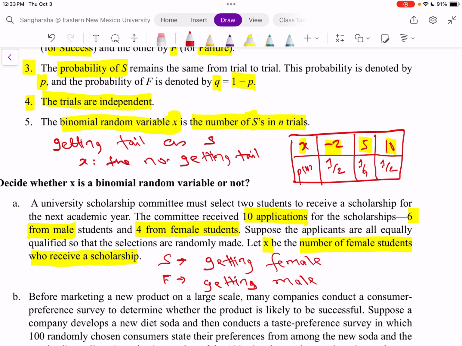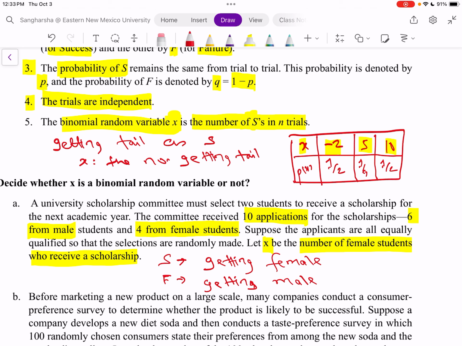Now in the second trial, what will be the probability of getting female? You have to remove a name in the second trial. So for example, in the first trial you got a female. Now what is the probability of getting another female in the second trial? 3 over 9. Do you all agree it's 3 over 9? You already picked one female, so we have 3 females left and a total of 9 applicants. Now if you have a male on your first trial, what will be the probability of female in the second trial? 4 over 9.